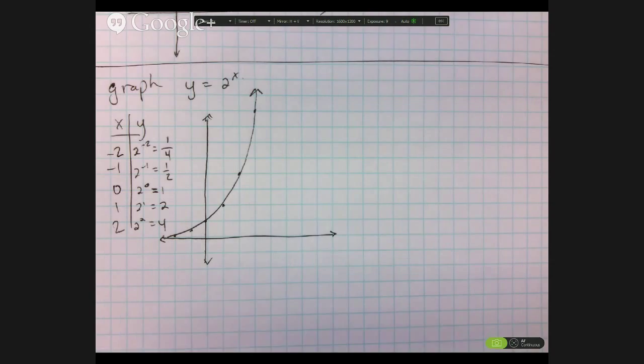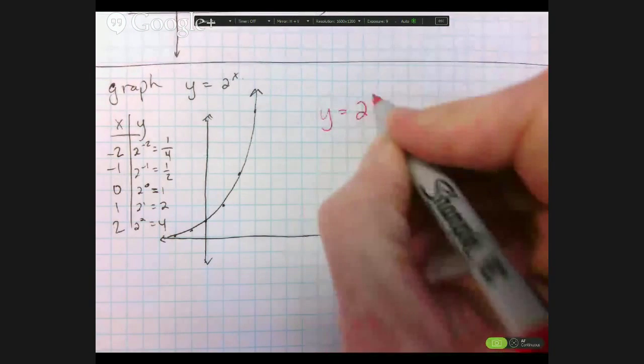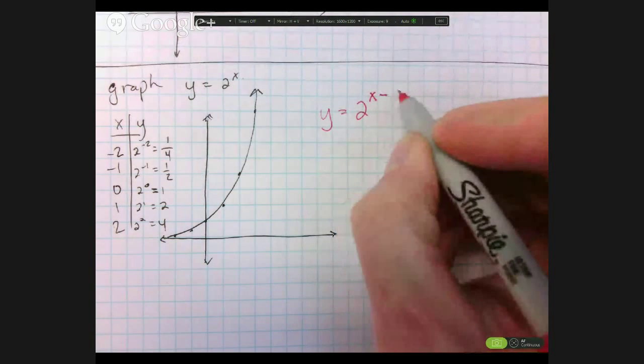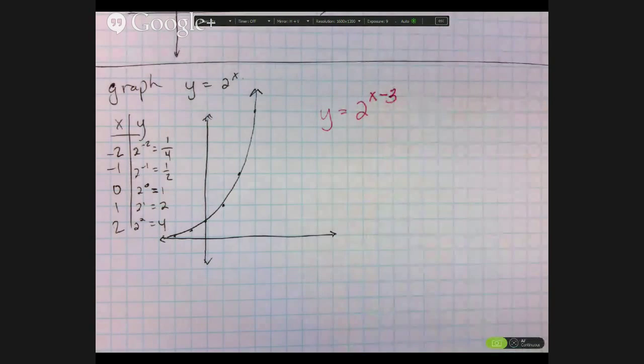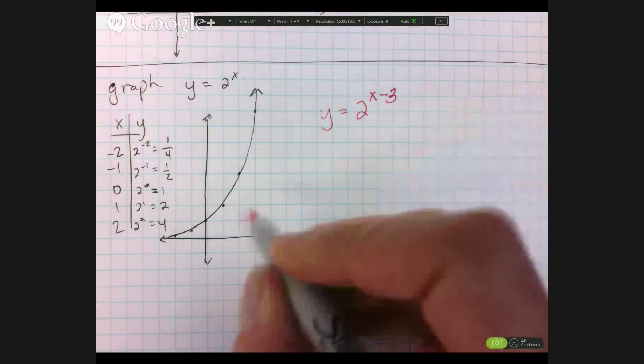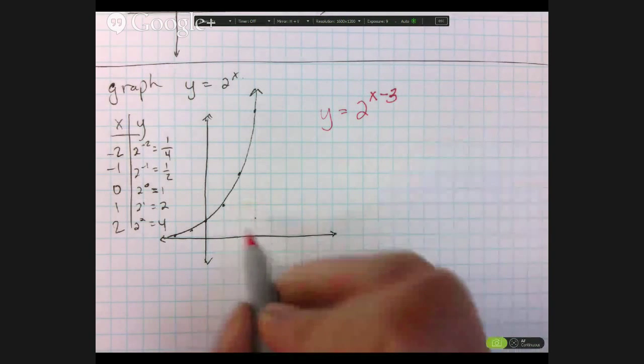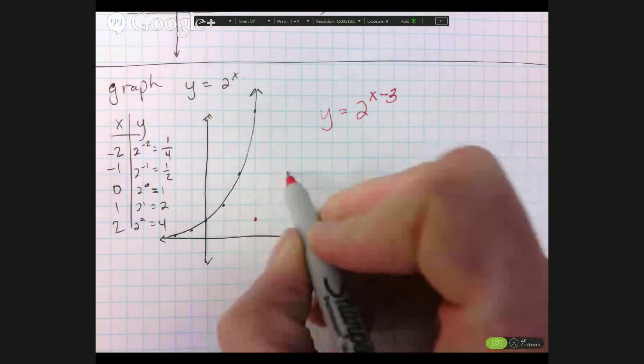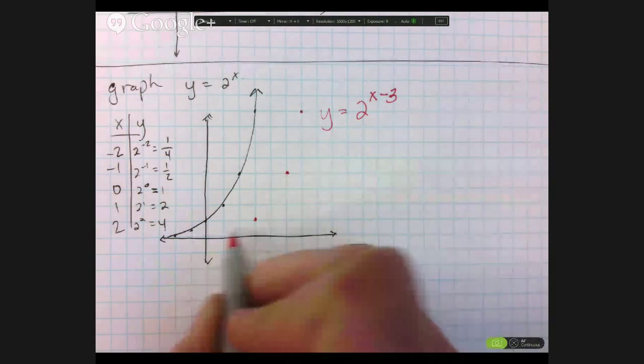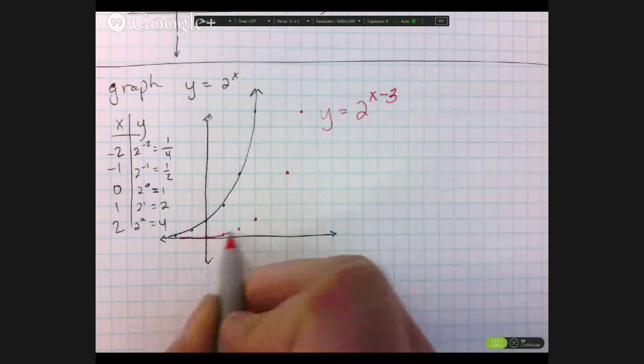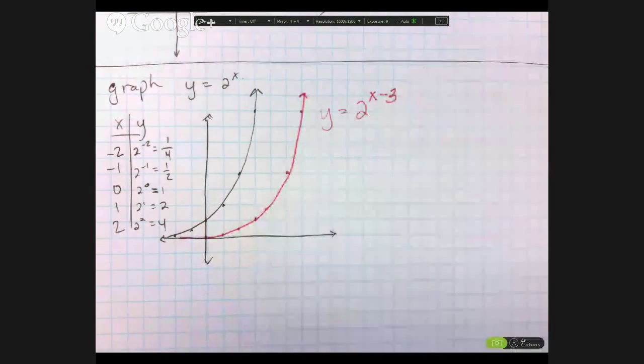Okay, I just caused a volcanic eruption. Kate, given your knowledge of families of functions, how do I move that one? To the right 3. It's paired with the x, right? So it goes opposite of the number. So we're going right 3. Same graph, just moved.